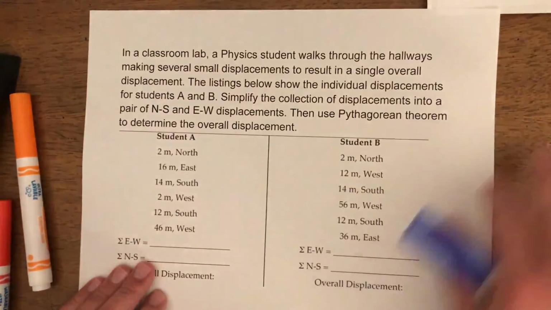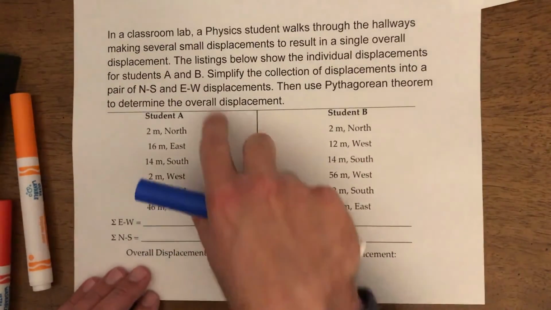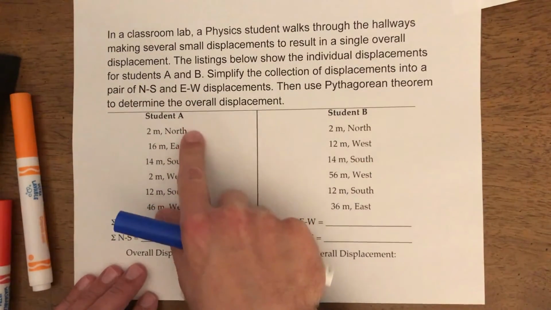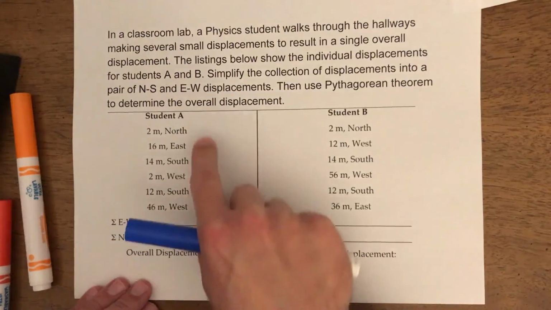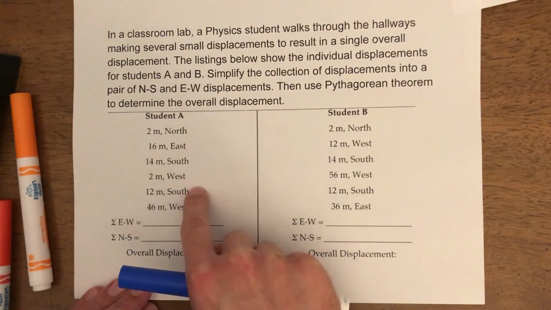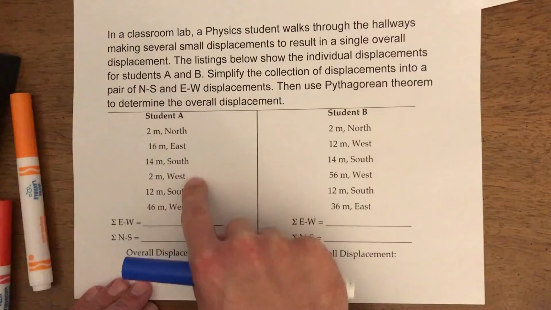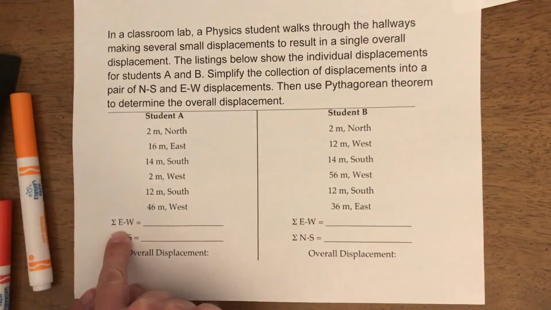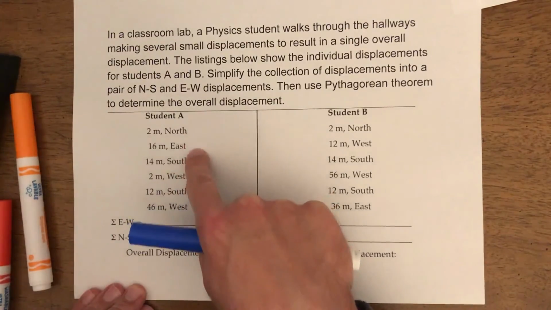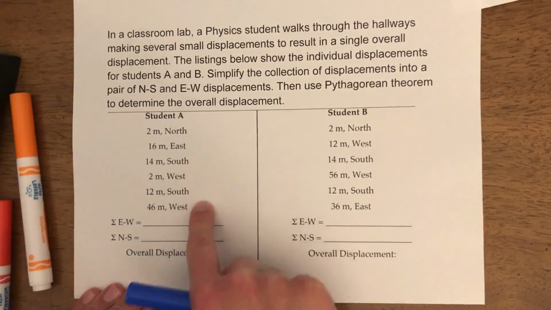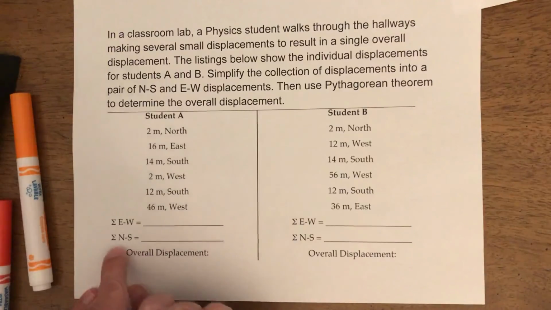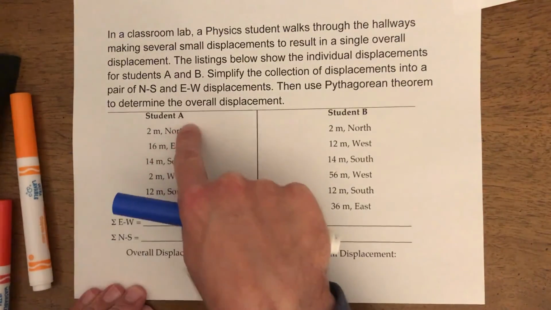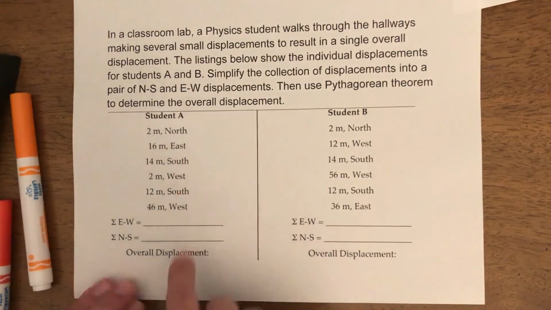And then the last part of this worksheet looks like this. So student A and student B take all these different turns through the hallways. And look at this, north, south, south, and then here east, west, west. So the very first thing you need to do, just like we did in the example, is sum up all the east-wests. Count east as positive, west as negative, and get the sum there. And then sum up all the north-souths. Count north as positive and souths as negative.